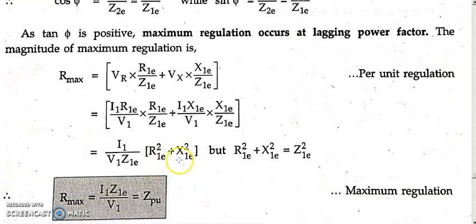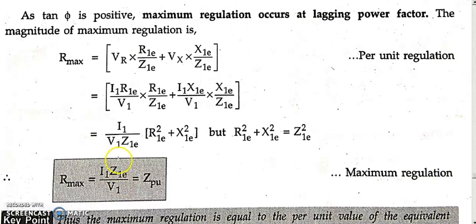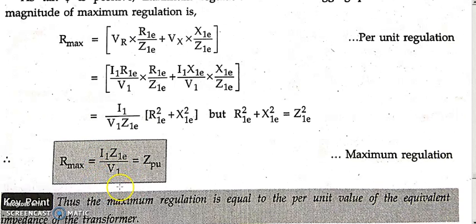But we know that R1e square plus x1e square, I can replace by Z1e square. That is the equivalent impedance referred to the primary. Fine. And when I replace this, what I get here is I1 Z1e square divided by V1 Z1e. So Z1e gets cancelled, and the answer that remains is I1 Z1e by V1. So this is nothing but what? Z per unit. So maximum regulation occurs at this particular condition, that is I1 Z1e by V1.